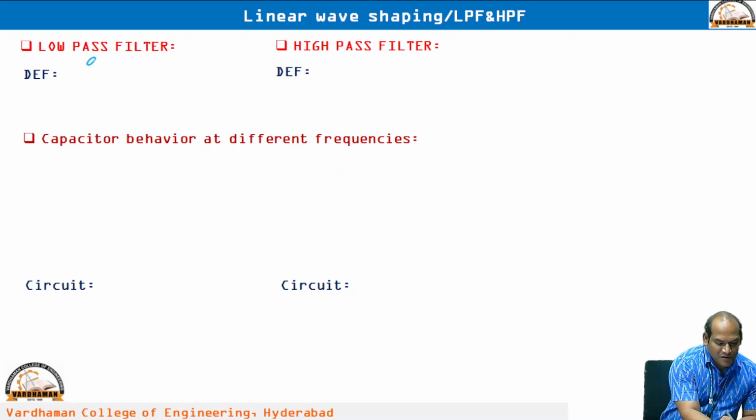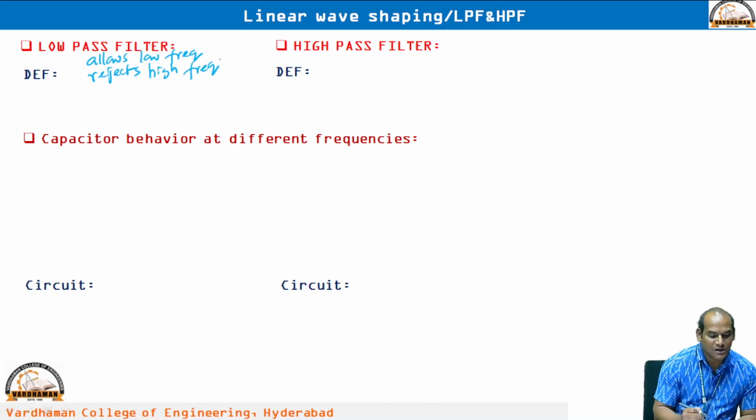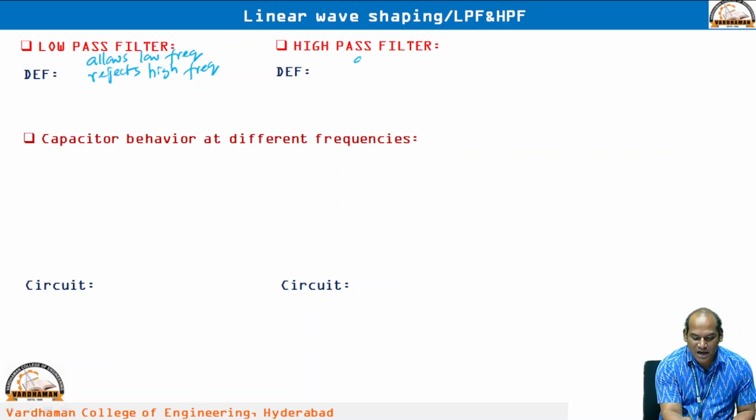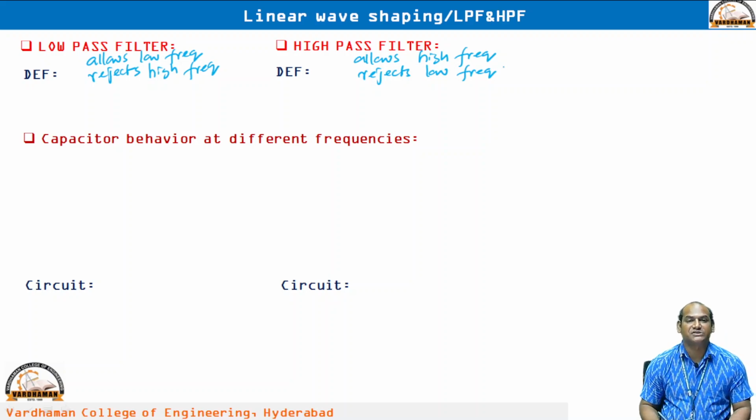So, it allows low frequency components, rejects high frequency components, very simple definition. And coming to high pass filter, high pass means it allows or passes high frequency components and rejects low frequency components, very simple definition. So, if you observe the definitions, we are working with frequency components.